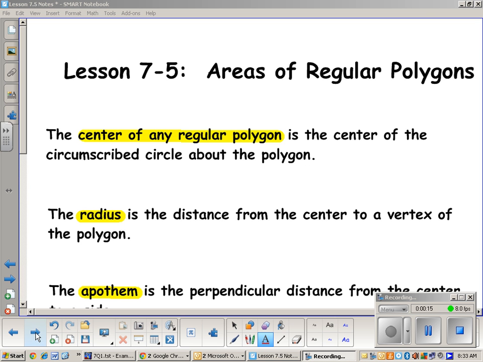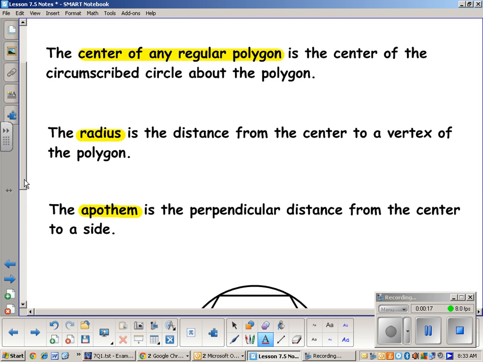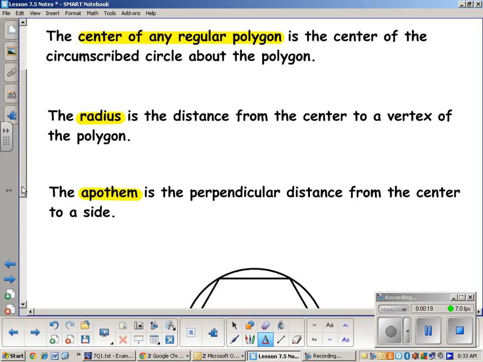Before we can get into finding the area and what the formulas are, we need to understand some things about regular polygons. The first thing is that the center of the regular polygon will also be the center of the circle that's circumscribed about the polygon. Remember, circumscribed means it goes around the polygon and intersects each of the vertices of the polygon.